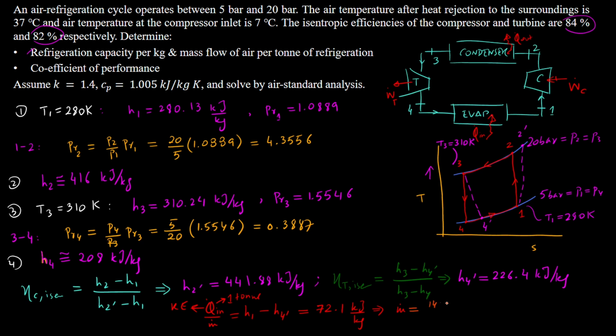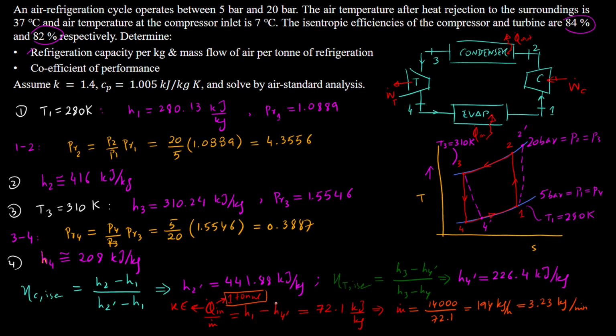So M dot equals 14,000 by 72.1, and once the kilojoules cancel out, we're going to be left with kilogram per hour. It's going to be 194 kilogram per hour, and we can convert that into kilogram per minute or kilogram per second if we want to. It's going to be 3.23 kilogram per minute. So that's the mass flow of air that is needed per 1 ton of refrigeration.